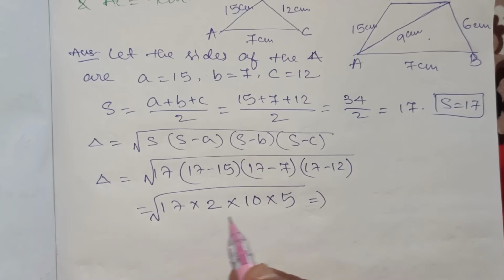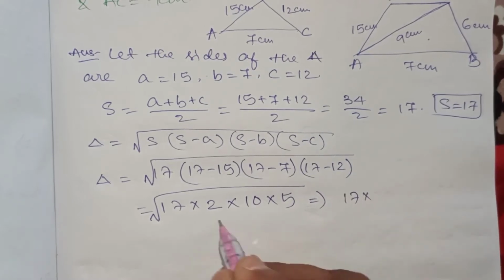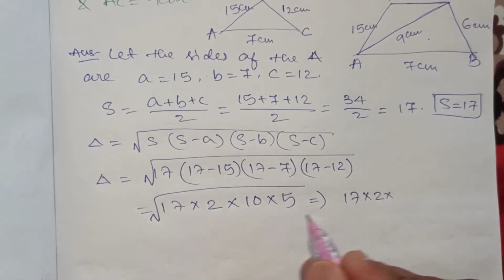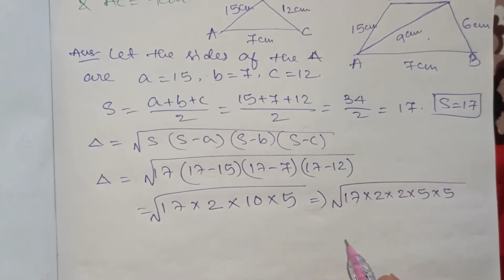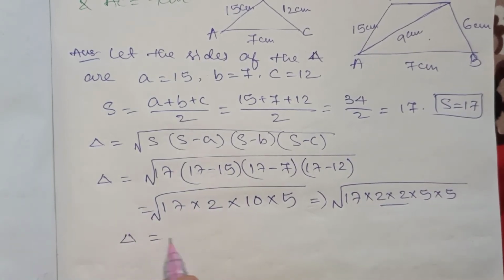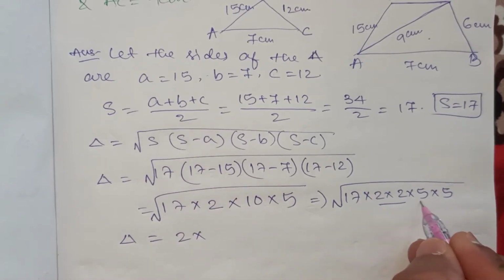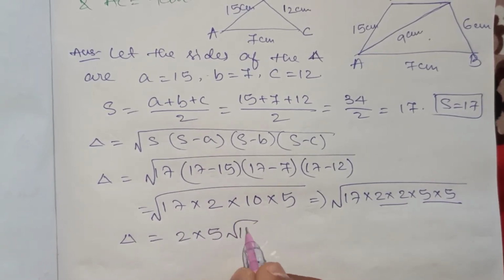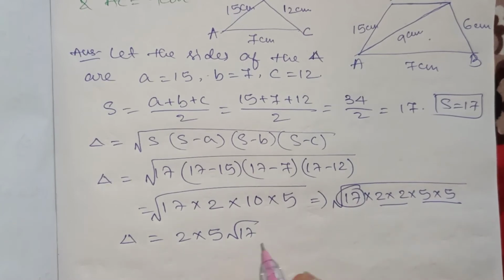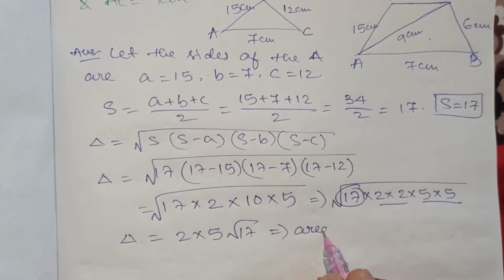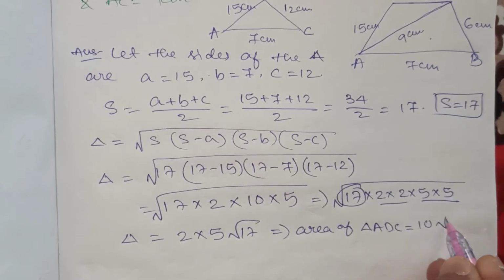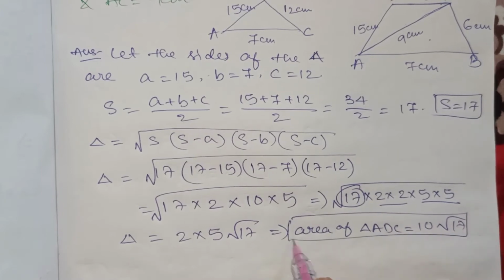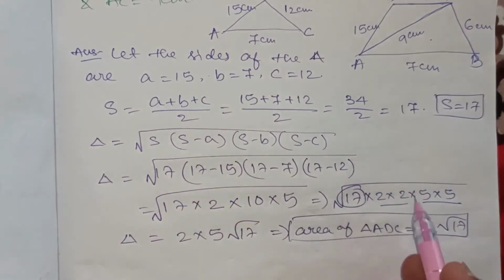Now write the factors of these terms. 17 will be as it is, 2 also will be as it is, 10 can be written as 2 fives are 10, so 10 into 5. Now between two equal terms, one will be taken outside. So between these two 5s we take one outside, and root 17 will be written inside the square root. So the area of triangle ADC is 10 root 17.